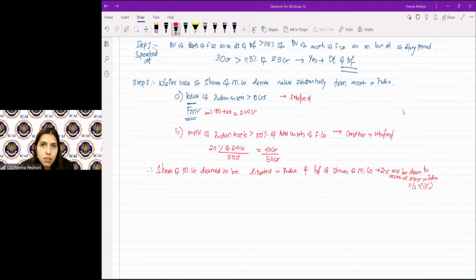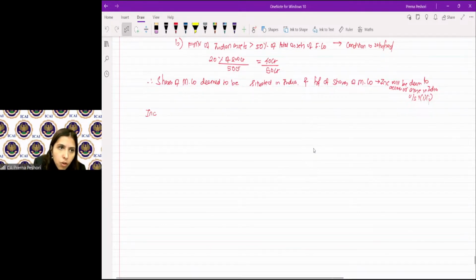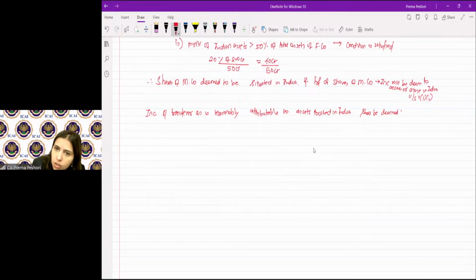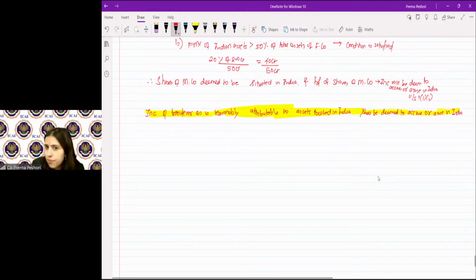Okay. So income of the transferor as is reasonably attributable to the assets located in India shall be deemed to accrue or arise in India. Now you will say, how will we identify reasonably attributable to the assets located in India? So for that, rule 11UC gives you the formula. A into B divided by C. And we'll see what this formula is. But first, let's calculate the capital gain.